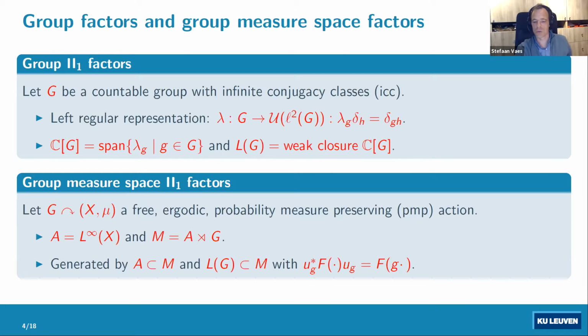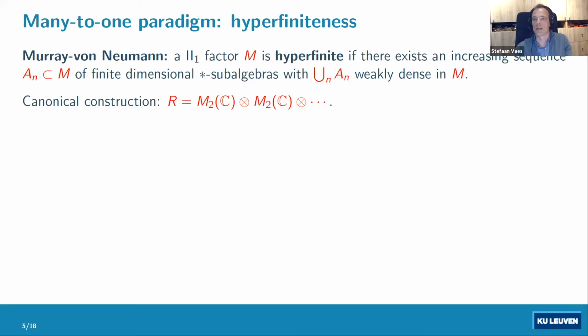So let me now go to the first of the two most famous classification results, all the way going back to Murray and von Neumann still. Such a II_1 factor is said to be hyperfinite if you can somehow build it up from finite dimensional algebras. So when there exists an increasing sequence of finite dimensional star-subalgebras, with the union being weakly dense in M.